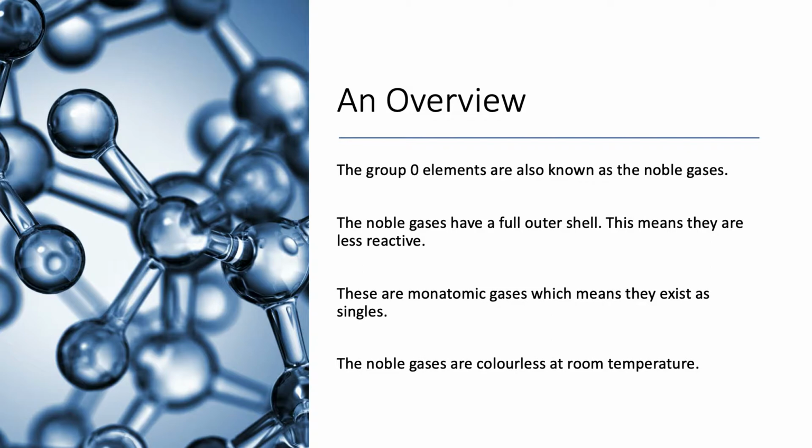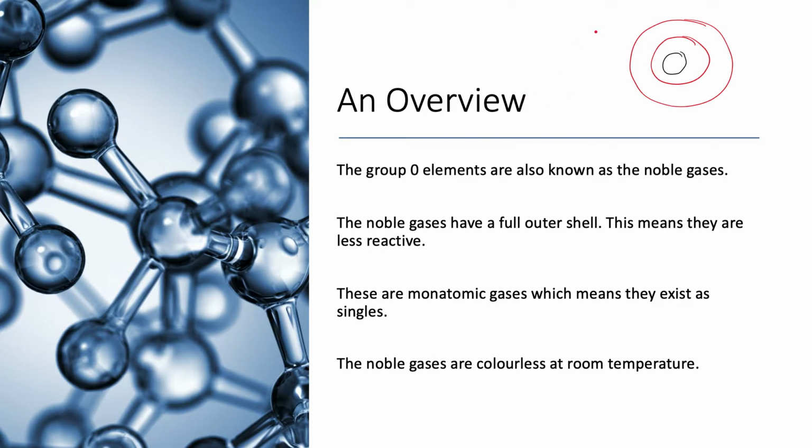As I've mentioned, the group 0 elements are known as the noble gases, and this group is a very special group, because they have a full outer energy level or a full outer shell, and this means that they're less reactive. So if I was to draw that out over here, we have the nucleus in the center of the atom, and we have these electron shells orbiting the nucleus. Noble gases have a full outer electron shell.